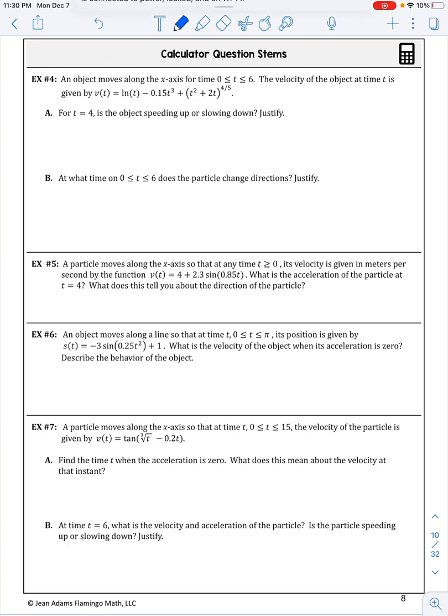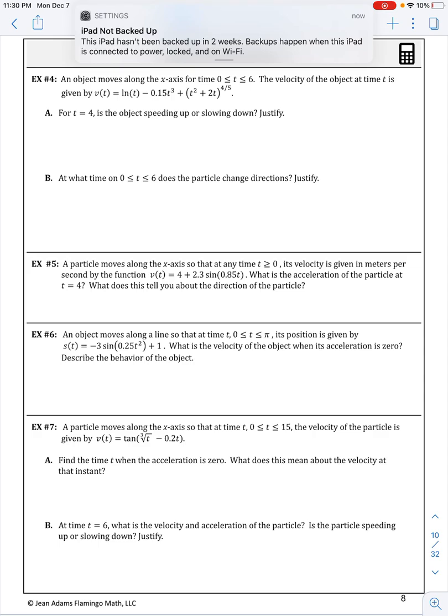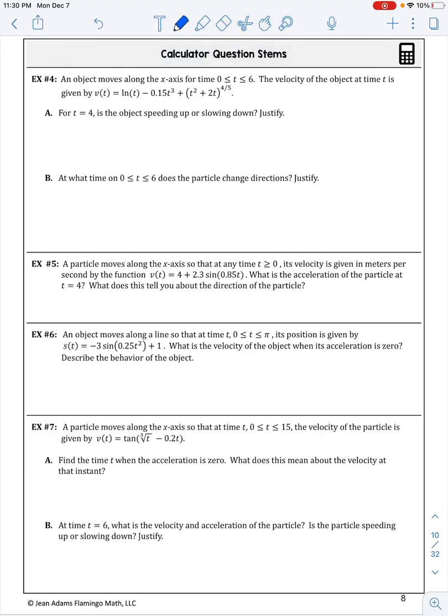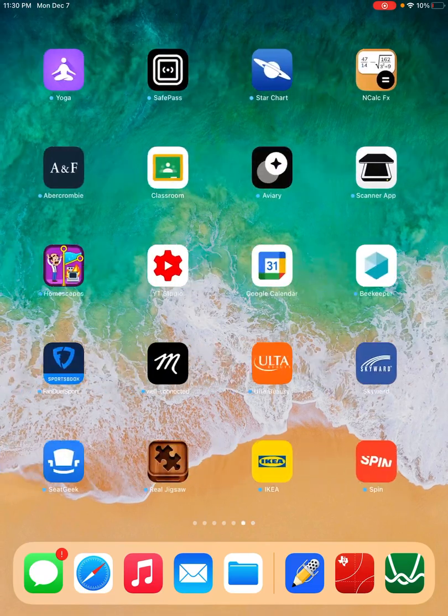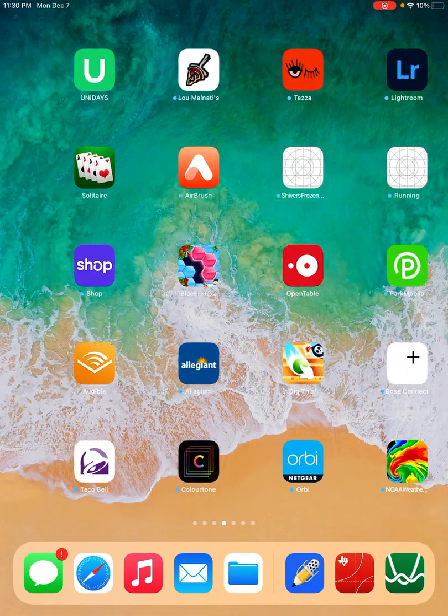So example number 4: an object moves along the x-axis for time t between 0 and 6. The velocity of the object at time t is given by v of t equals ln t, and so on. For t equals 4, is the object speeding up or slowing down? So we would have to calculate our v of 4 and our a of 4 to see what signs they are. And I would go to my Desmos calculator for this.